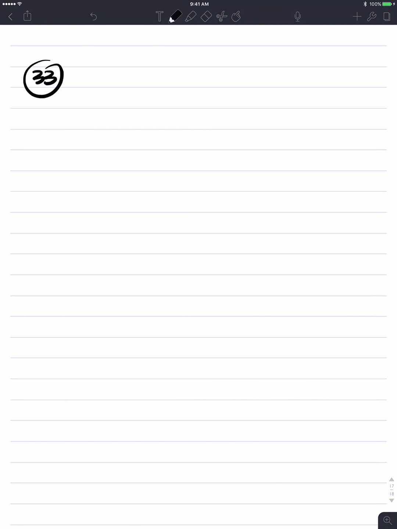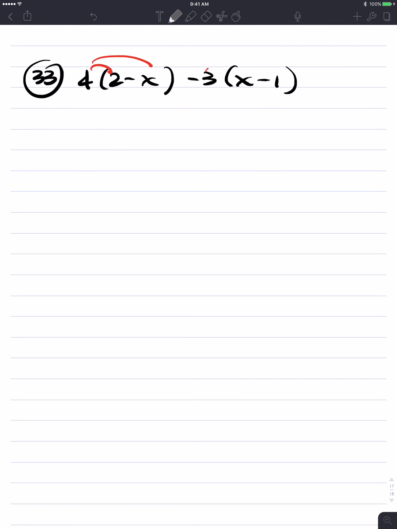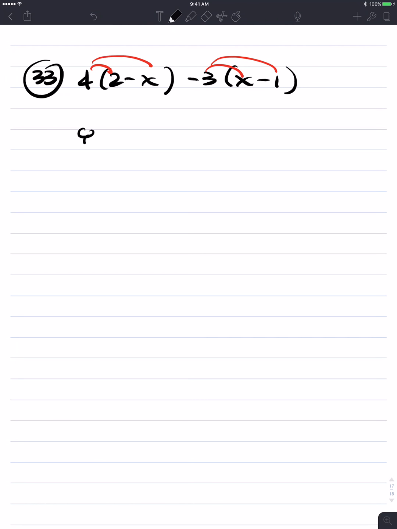Number 33. 4 times 2 minus x minus 3 times x minus 1. We have two sets of parentheses to get rid of. 4 times 2 is 8. 4 times negative x is negative 4x. Negative 3 times x is negative 3x. Negative 3 times negative 1 is a positive 3.